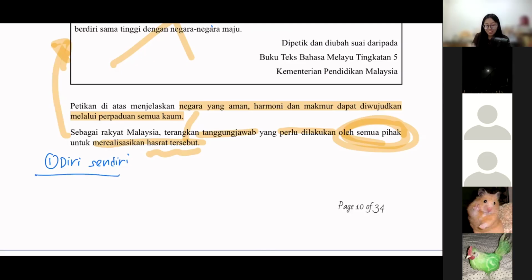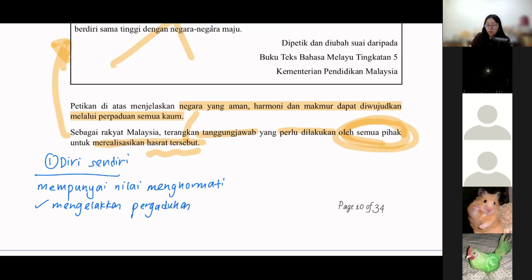Okay, for example, diri sendiri, our own self. We need to have what nilai, we need to have what practice so that we can unite with each other and then don't argue, don't fight. Actually, our own self, we need to have, for example, nilai menghormati, so that you respect each other, you won't fight with each other. So, mempunyai nilai menghormati. For example, you menghormati budaya yang lain, kaum yang lain, okay? And then dapat mengelakkan pergaduhan, you can avoid fights happening.